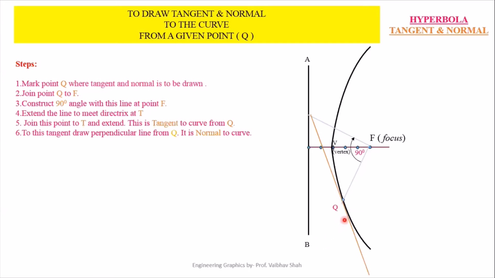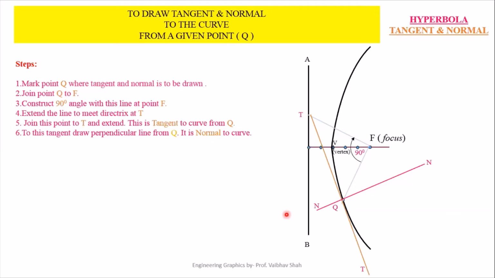Now if you want to draw normal at your point Q, then you have to simply draw one line perpendicular to this previously drawn tangent or your orange line. So you will be having this line as your normal. After getting this normal, we'll be denoting this normal by NN. And if you want to denote this tangent, then we can specify it by TT. So this is nothing but your tangent and normal to your hyperbola.